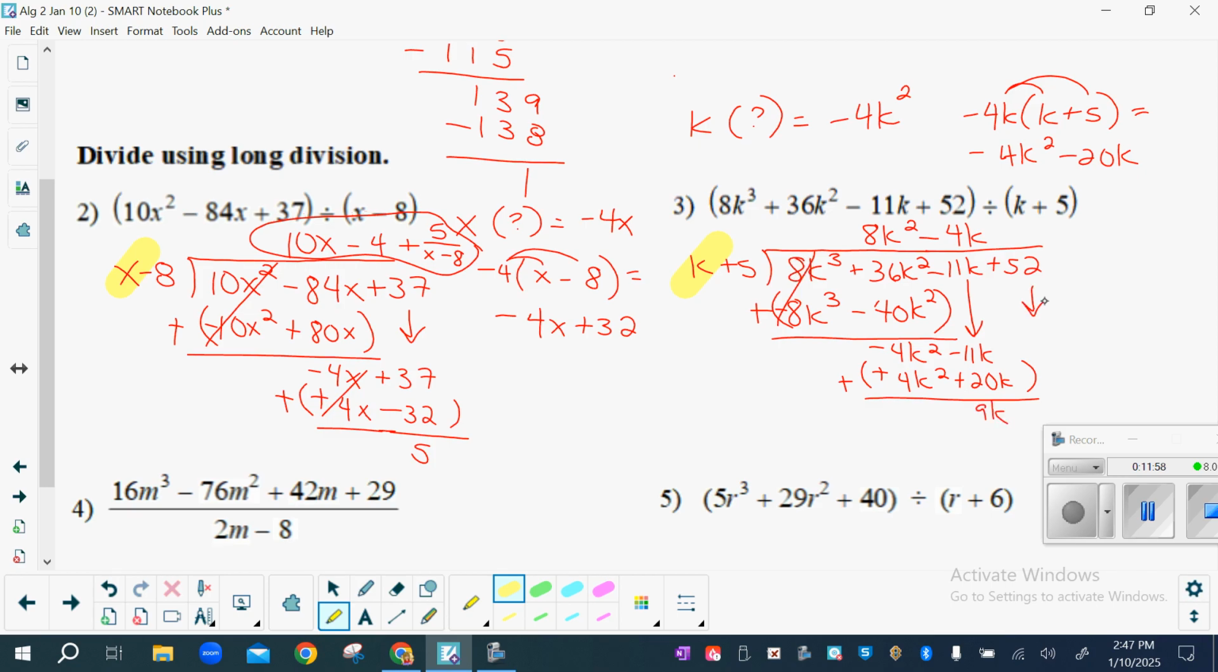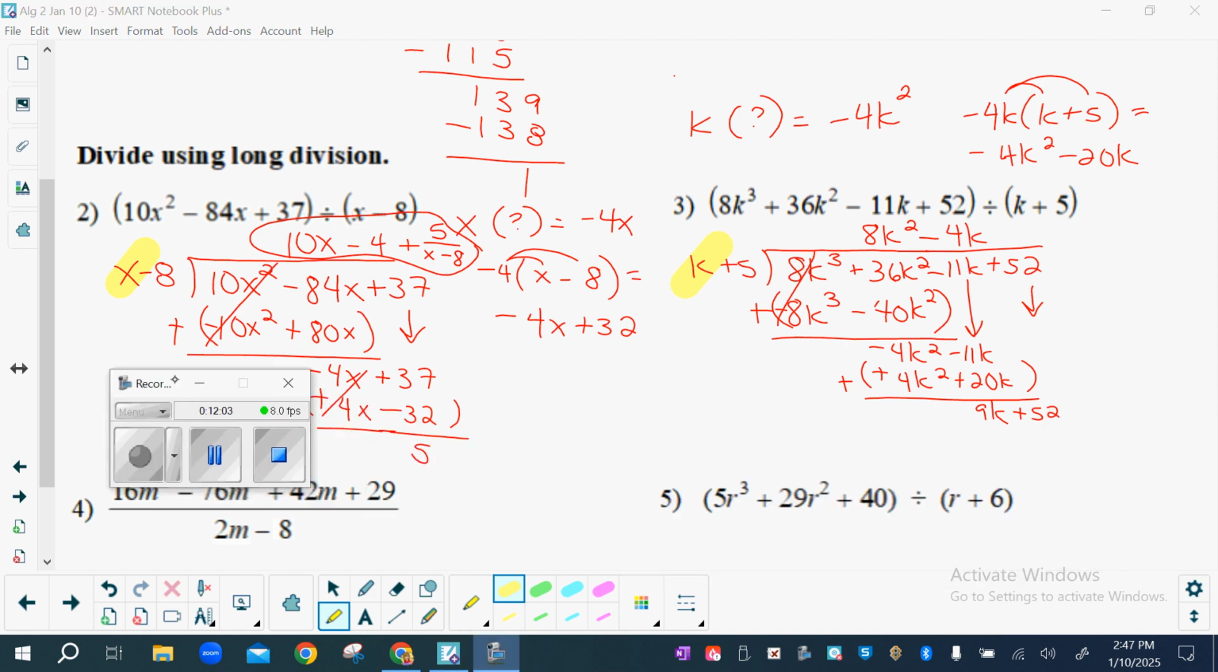So we bring the 52 down. And so we look at what do we multiply k by to get negative 9k? Positive 9 or negative 9? Negative 9. So we're going to take negative 9 times k plus 5, which gives us negative 9k minus 45.